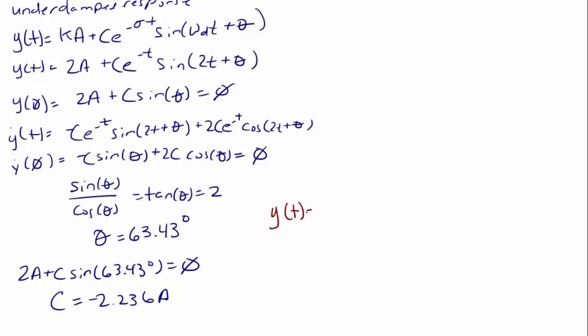And finally, we can write the final answer. Y of t is equal to 2A minus 2.236A e to the minus t, the sine of 2t plus 63.43 degrees. And you multiply by u of t to indicate that this is the answer for t greater than or equal to 0.